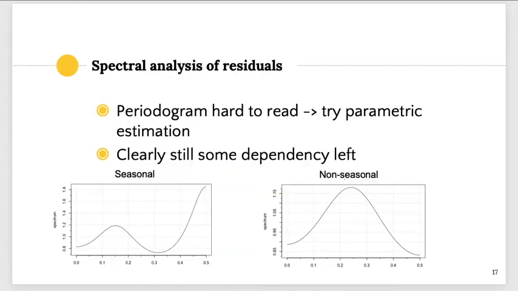I also looked at the spectral analysis of the residuals, and the periodograms were really hard to read. So I tried parametric estimation, and they both show that there's clearly some dependency left in the residuals of both models. I find it hard to interpret, but there seems to be some dependency left, although the absolute values in these spectrums are pretty low, which is worth noting compared to the other ones. So a lot of the variance has been removed by the models, which is good.